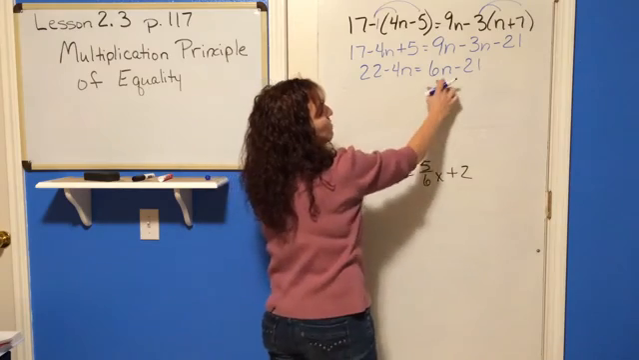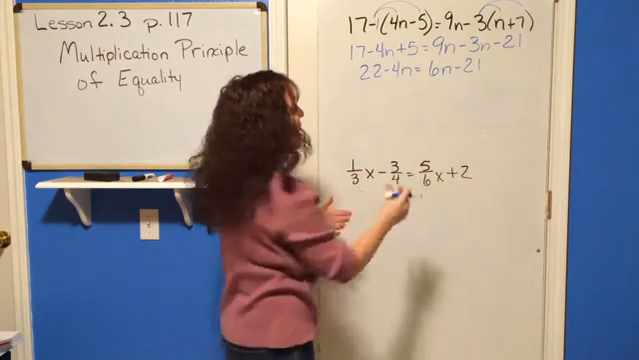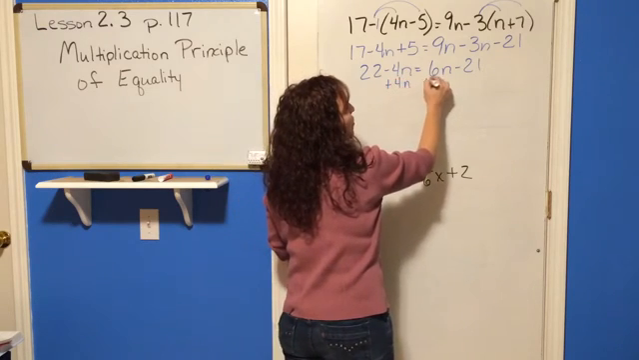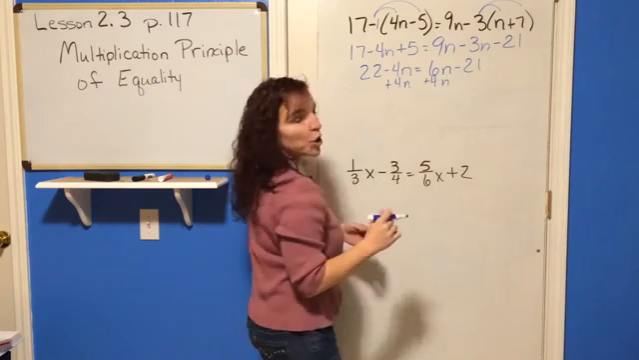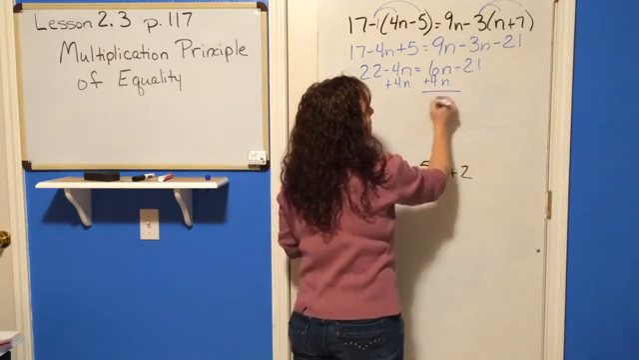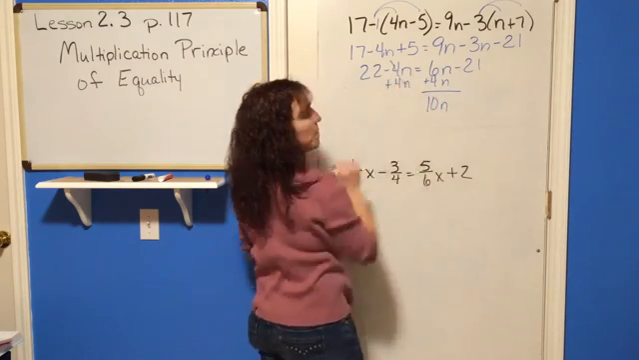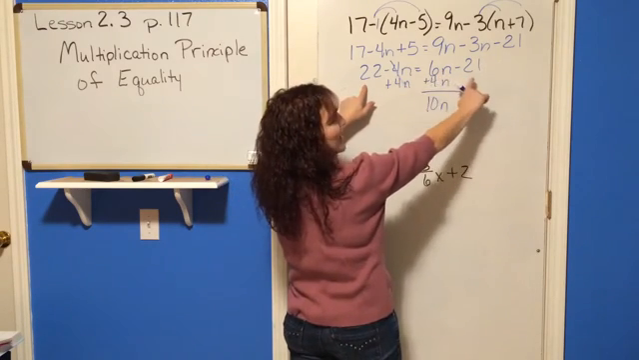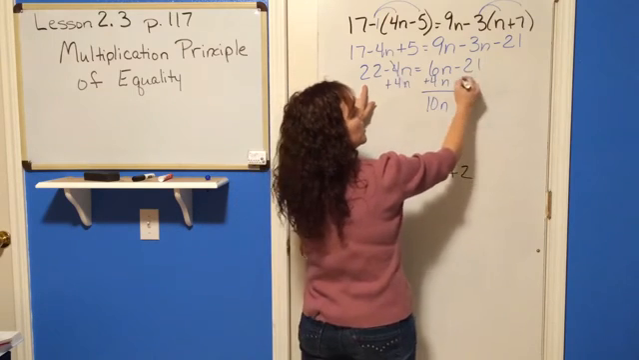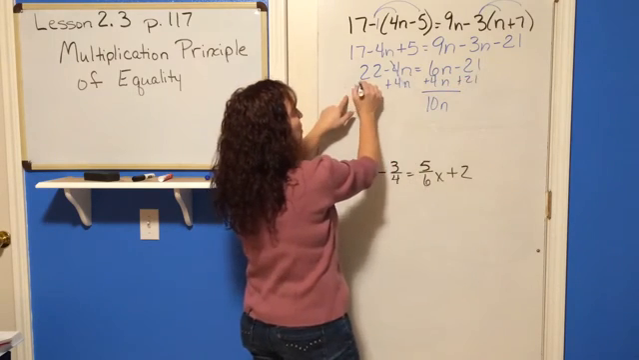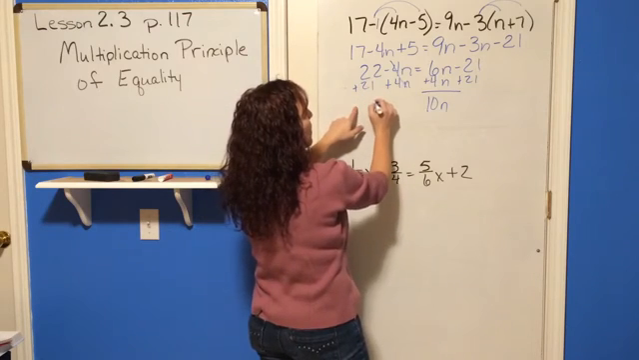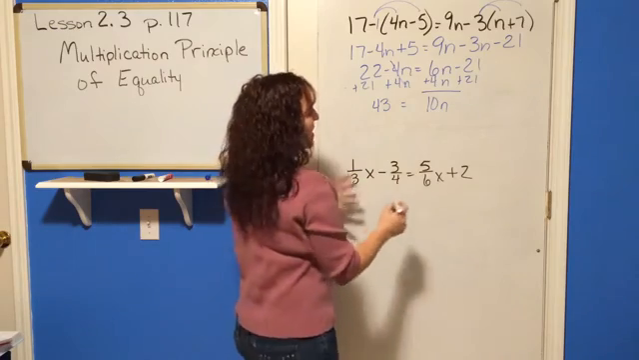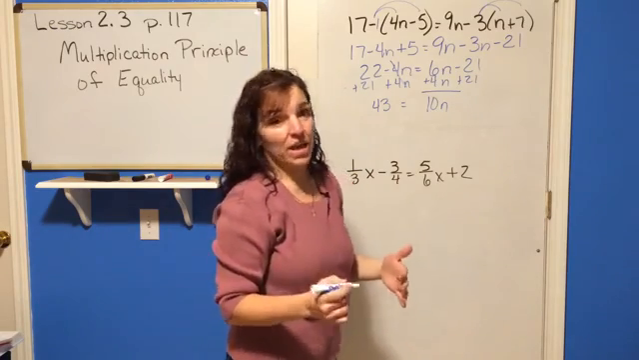What I like to do is keep my variable term positive. And because this one is a negative, if I add 4n to both sides, that keeps my variable positive. So now I have 10n on this side. And at the same time, if I'm going to move the n's to this side, I want to move the constants to the other side. So I'm going to add 21 to both sides here. So now it's 43. So 43 equals 10n. It's going to look messy, but it's really okay.